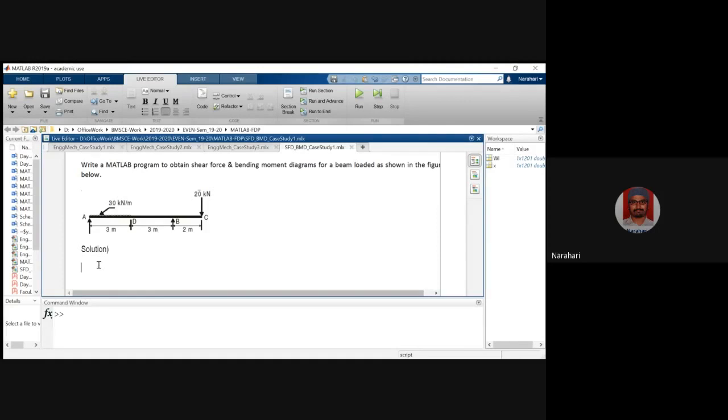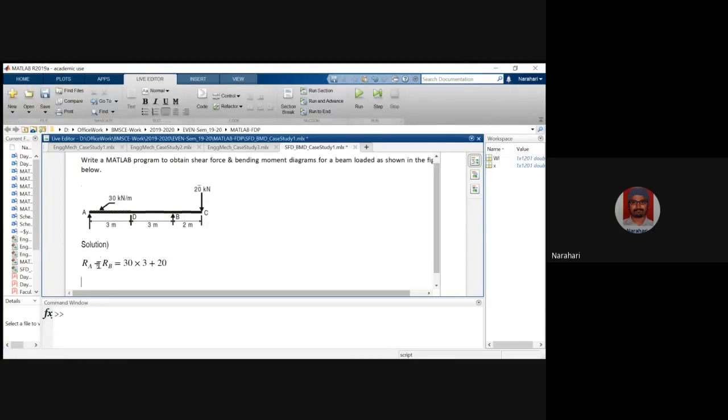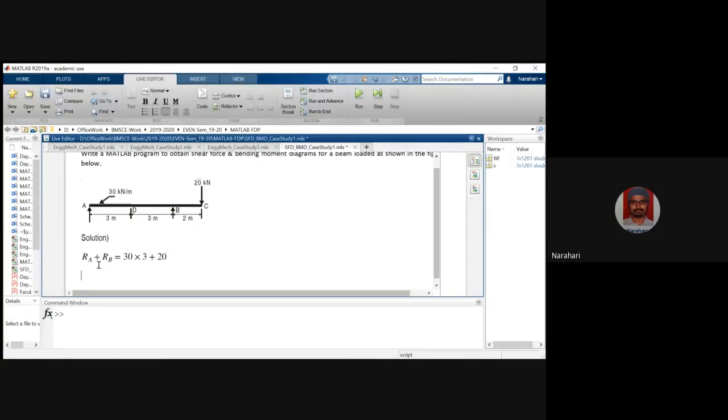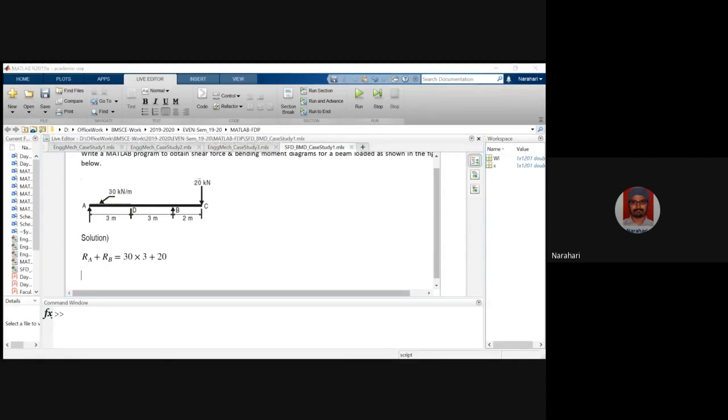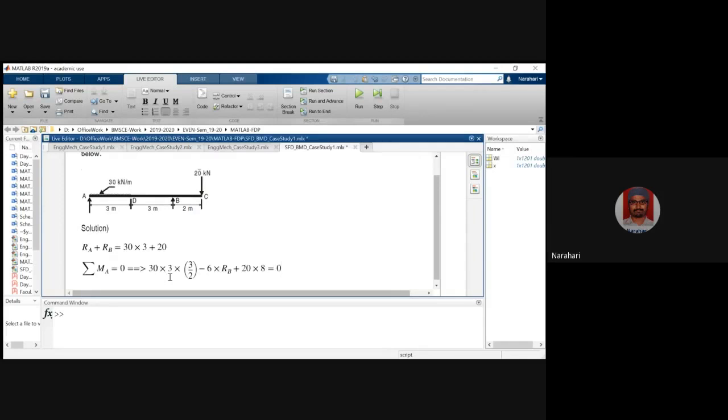Sorry, it got pasted twice. Yeah, so this is summation of forces along y direction equals to 0, and similarly if you do summation of moment about A equals to 0, then you will get this particular equation.